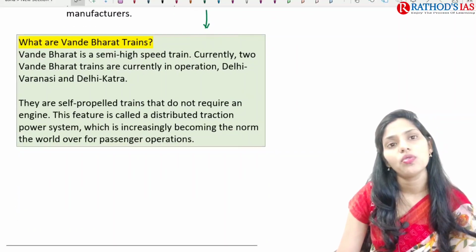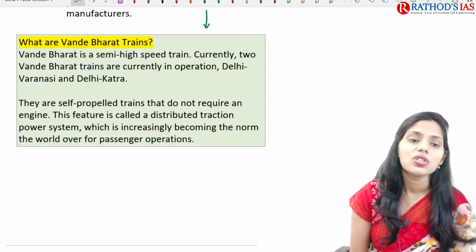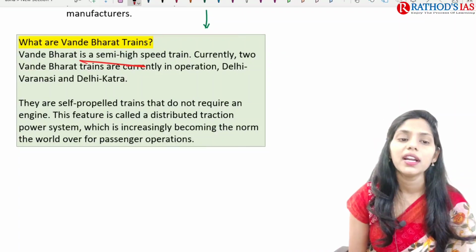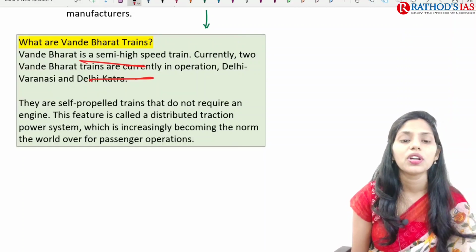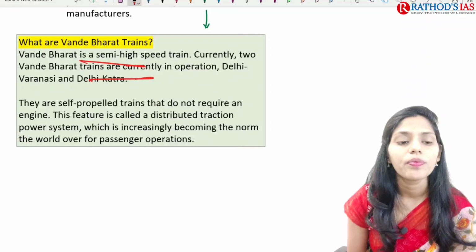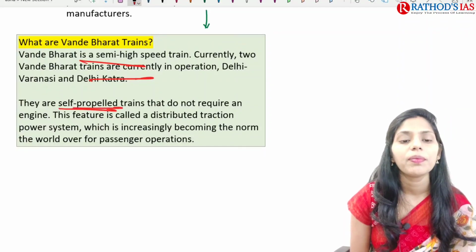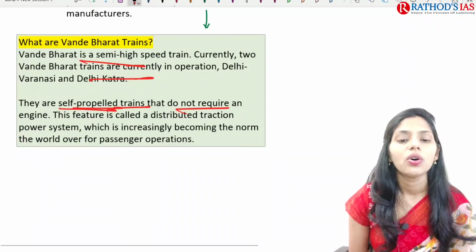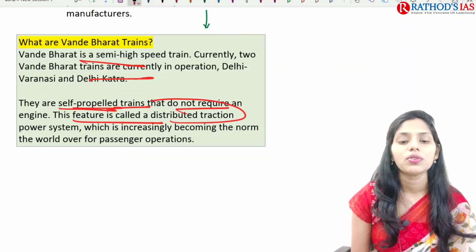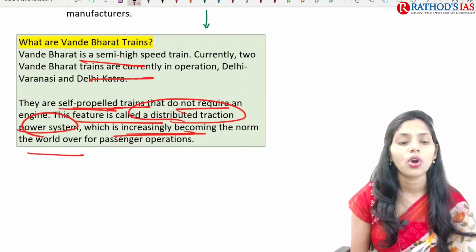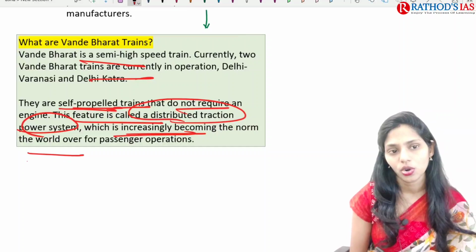And if you're talking about what these Vande Bharat trains are, Vande Bharat is a semi high speed rail. Currently two Vande Bharat trains are in operation, that is Delhi to Varanasi as well as Delhi to Katra. They are self-propelled trains and do not require an engine. The feature is a distributed traction power system, which is becoming the norm the world over in passenger operations.